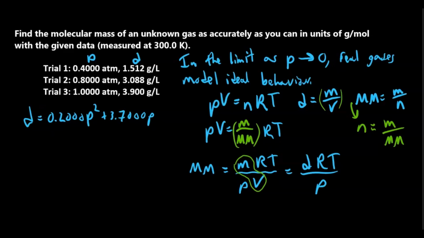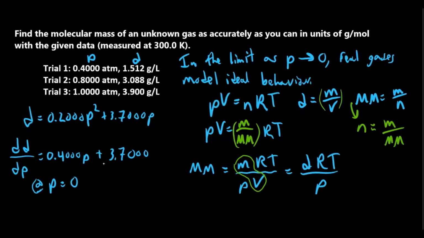But we can calculate the rate of change at which the density over the pressure goes to 0 based on our equation here. We can take the derivative of density with respect to the pressure. We'll do the power rule here, so 0.4000 P plus 3.7000, another power rule. So this is the density here. And this d over p, this rate of change, is equal to this d over p here at p equals 0. Now at p equals 0, this just becomes 3.7, right? Because p is 0, so this term is 0, leaving 3.7000.